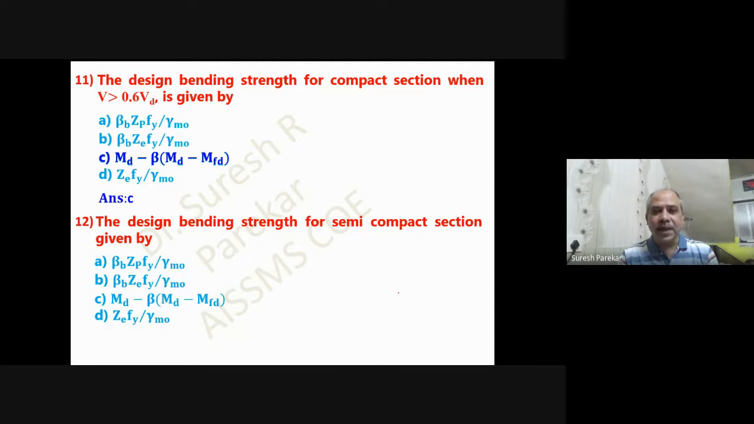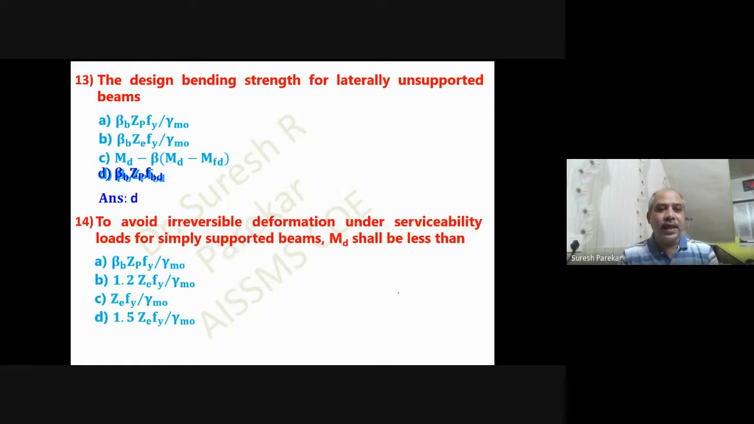Now, the design bending strength for semi-compact section. In semi-compact section, we have beta B equal to ZE upon ZP, and that ZP gets cancelled, and we are going to get ZE Fy upon gamma M. The design bending strength for laterally unsupported beam is beta B ZP into FBD.